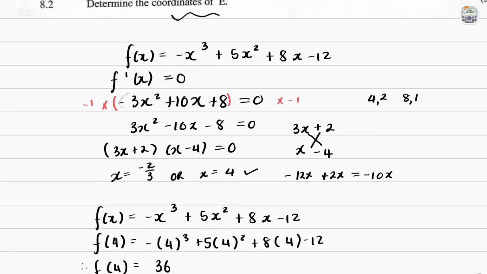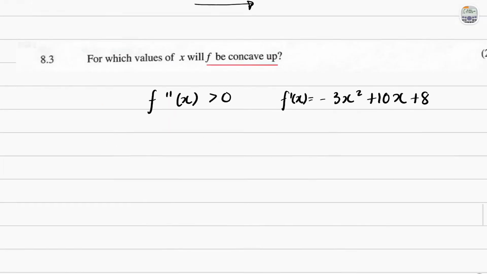Take f prime of x and then derive it further to get the second derivative. So if that is f prime of x, then the second derivative would be coefficient times exponent, that is negative 6x, and then plus 10, and of course that x will fall away. So this should just be greater than 0.